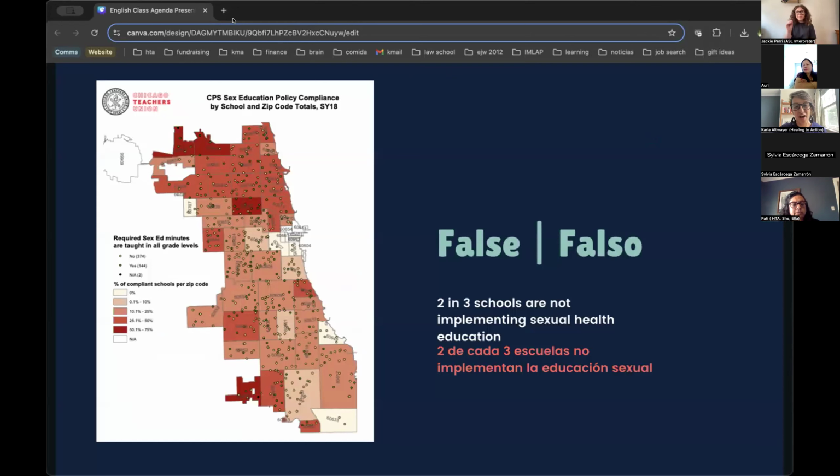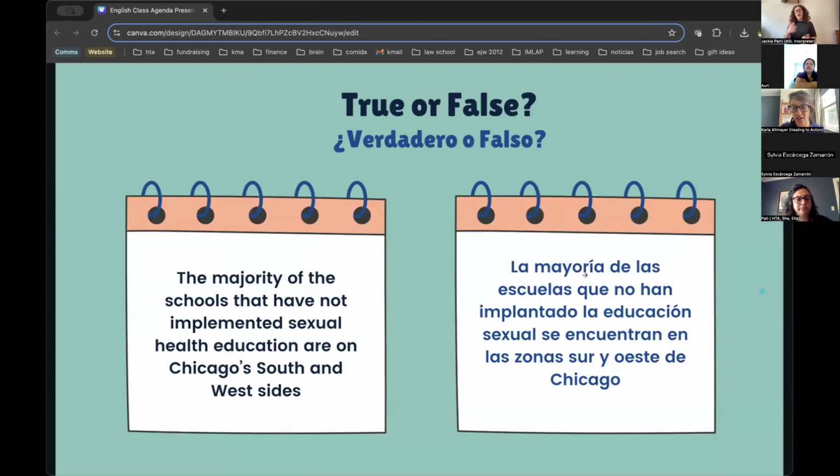The district has about 600 schools, like 549 schools, almost 600 schools. Although that number has been shifting, I'm not sure why, but 2 in 3 schools are not implementing sexual health education as promised by the policy. So you can have a decent policy, you can have a really good curriculum, but the reality is that doesn't guarantee the implementation. So I'm going to turn it over to Audi to guide us through the next one.